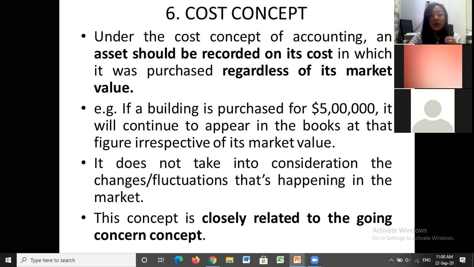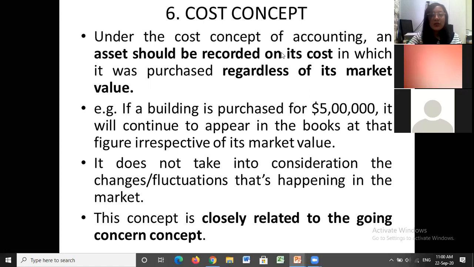The market value may be anything. But in the books, if the market value keeps on fluctuating, supposing the building price goes up or down, in your books of account you will record it only at the cost, the amount you paid.